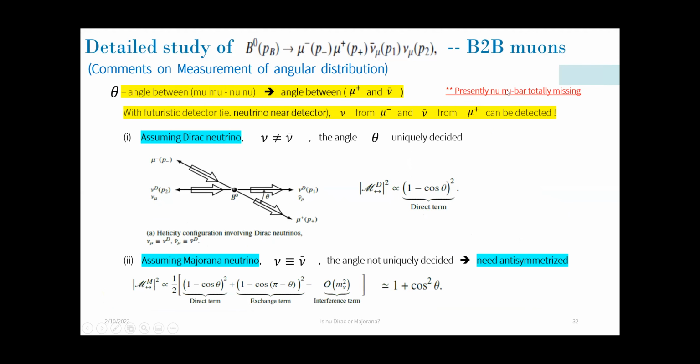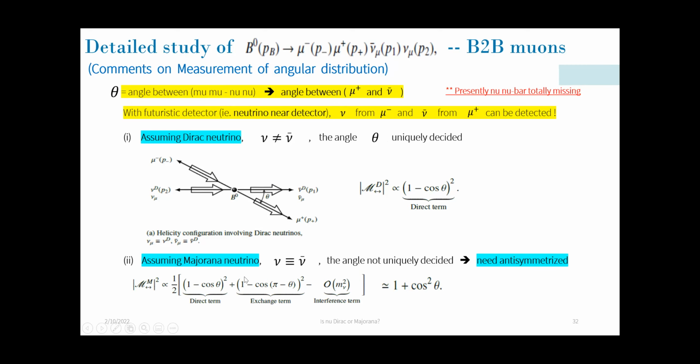Presently the neutron is totally missing, but let's think about future cases. The angle theta is the angle between mu plus and nu bar, defined in such a way. Now for a future detector, assuming a neutron near detector is possible, the nu coming from mu minus and the nu bar from mu plus can be detected. For the Dirac case, nu and nu bar are different, so theta can be uniquely decided. This comes out as 1 minus cosine squared theta.